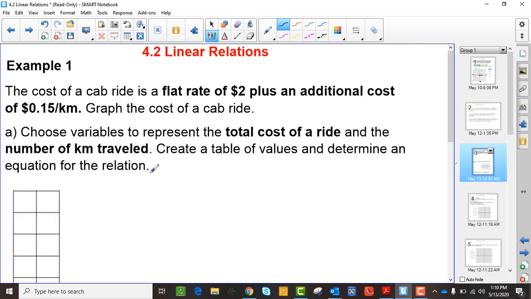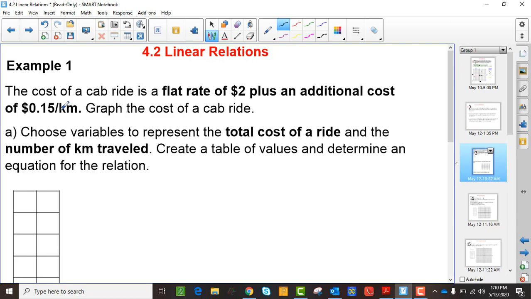Okay, so if we look at this, here's an example. It says the cost of a cab ride is a flat rate of $2 plus an additional cost of 15 cents a kilometer. Graph the cost of the cab ride. So the first thing we have to decide is what is the independent variable and what's the dependent variable. In this case, the dependent variable is the cost. And the reason it's dependent is it's a rate per kilometer. So depending on how many kilometers we drive, that's going to determine how much it costs.